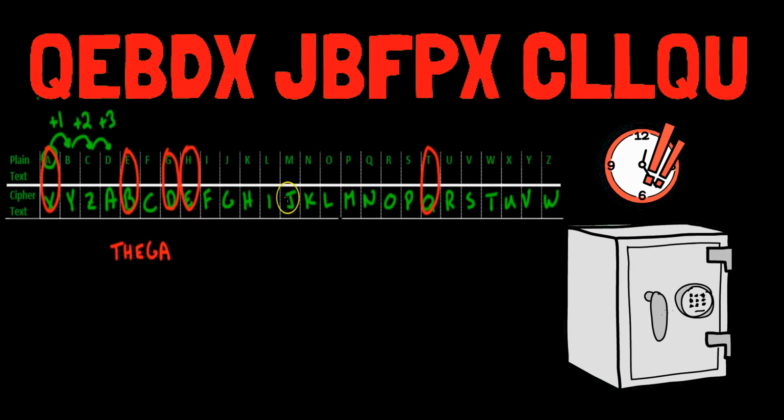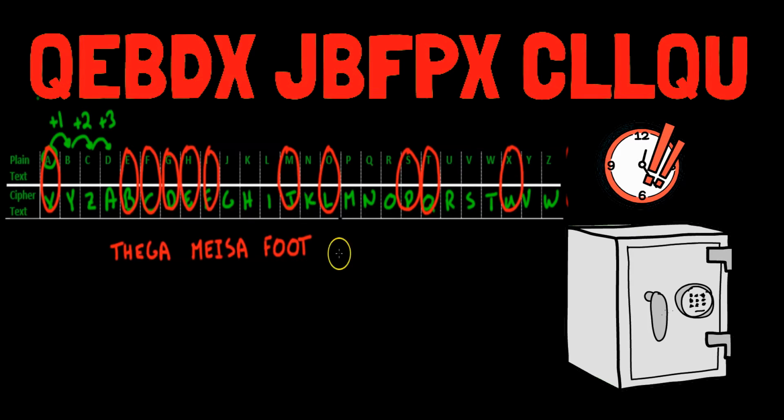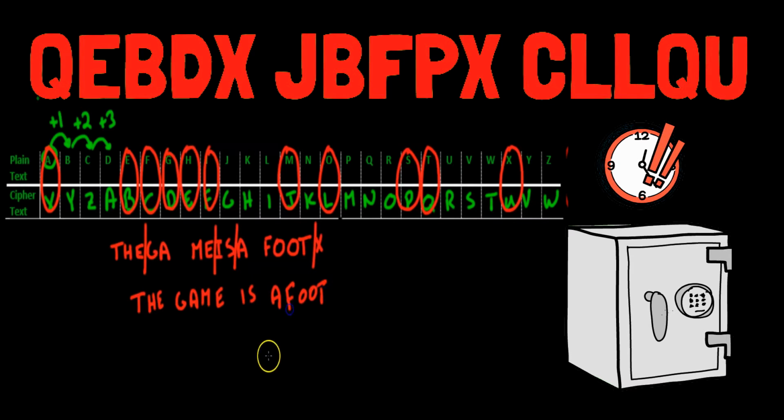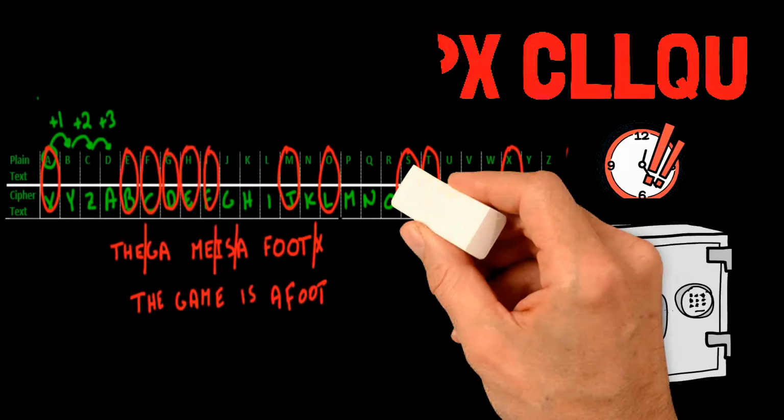To solve it, simply match the cipher text with the plain text. Notice that the cipher is still in 5-letter groupings. If you missed the first episode on letter groupings, be sure to go and watch it. This message says, "The game's afoot." The X is a nullifier.